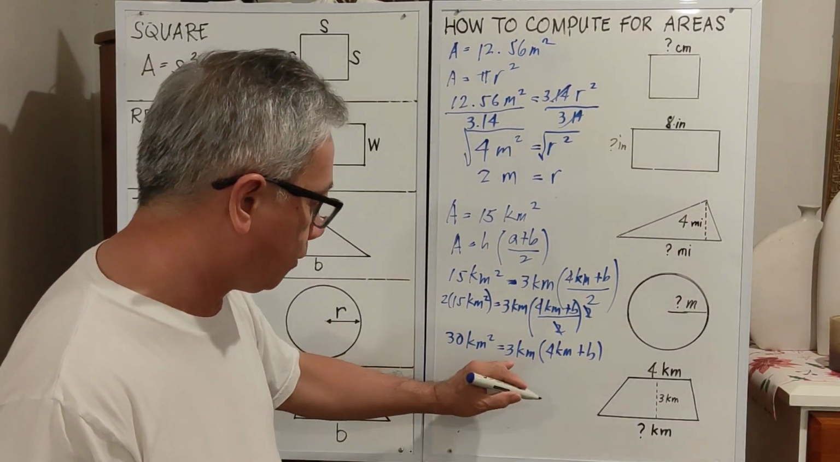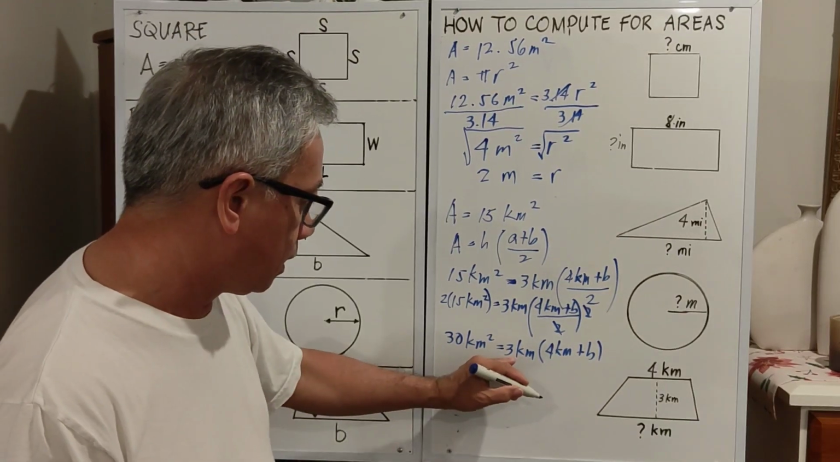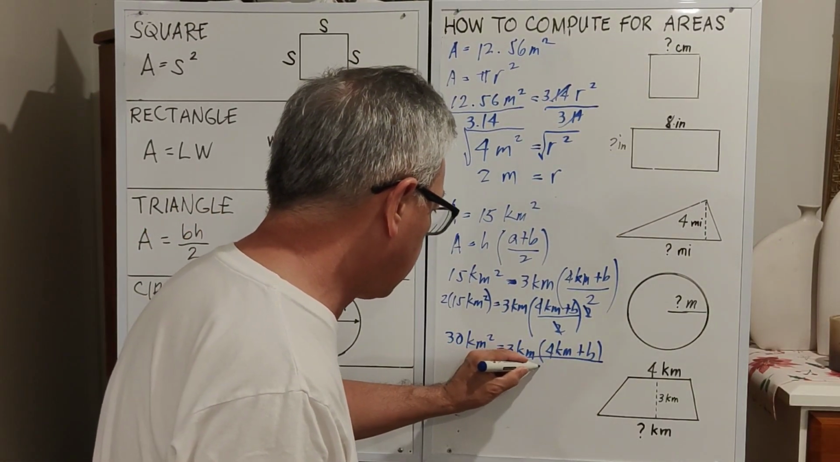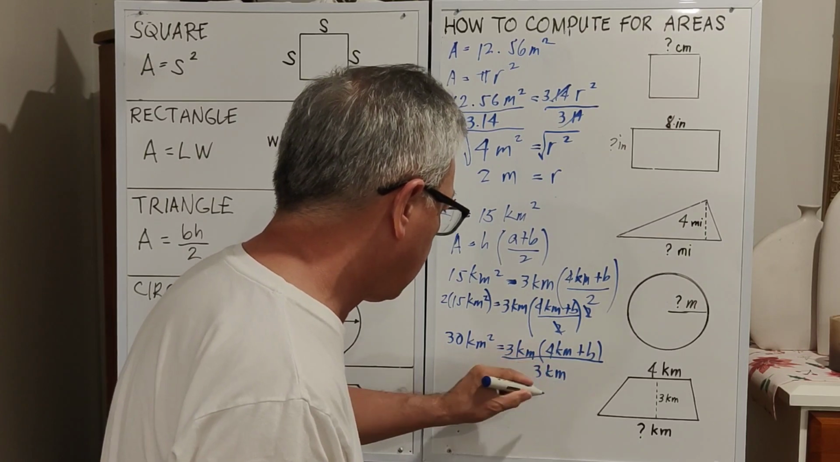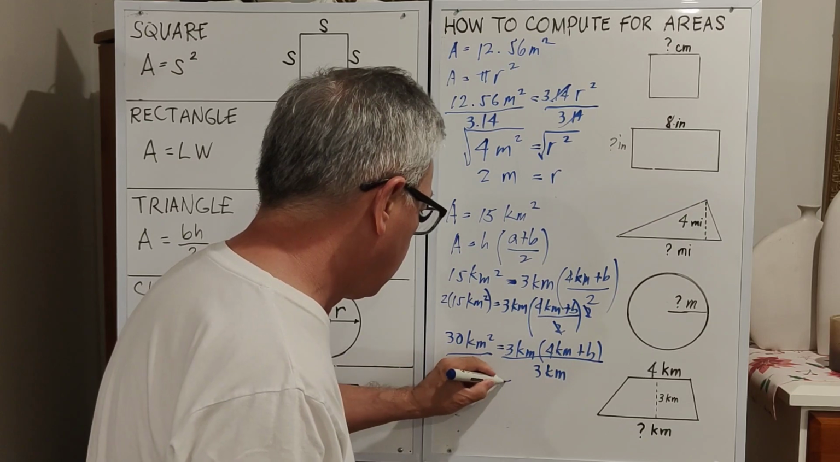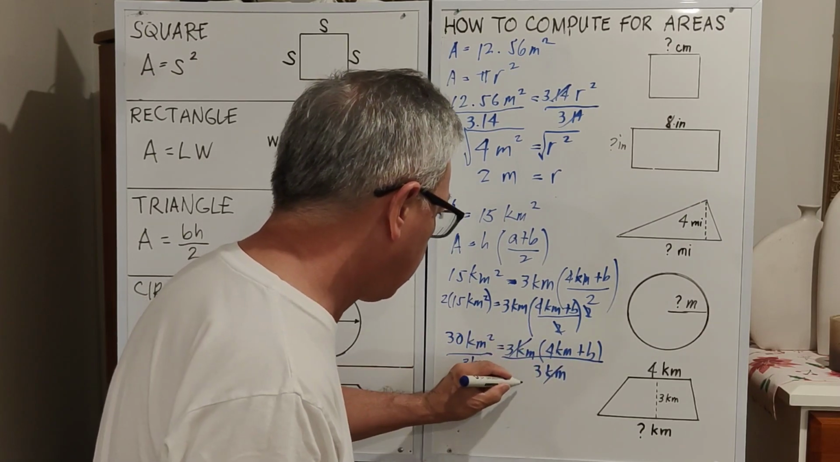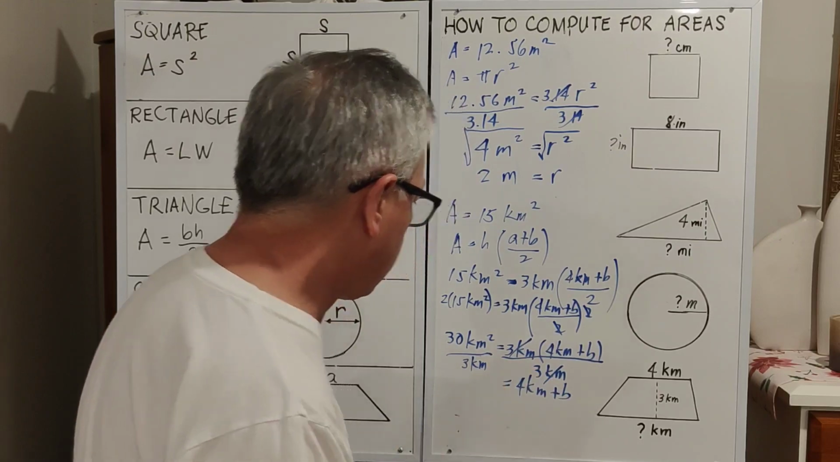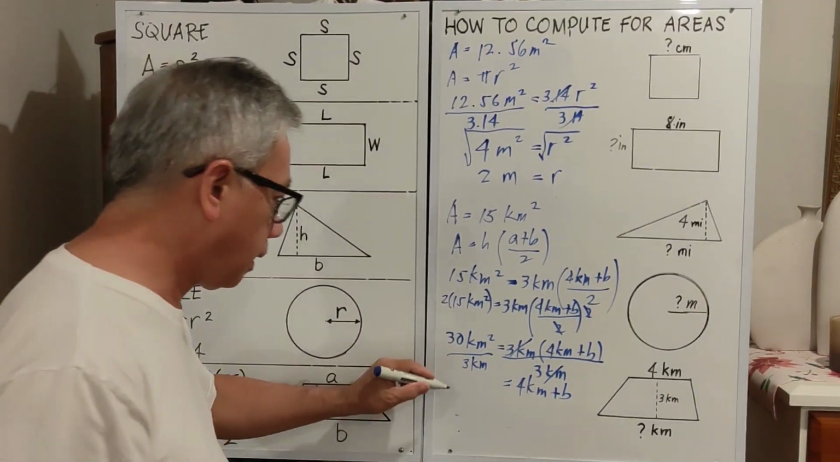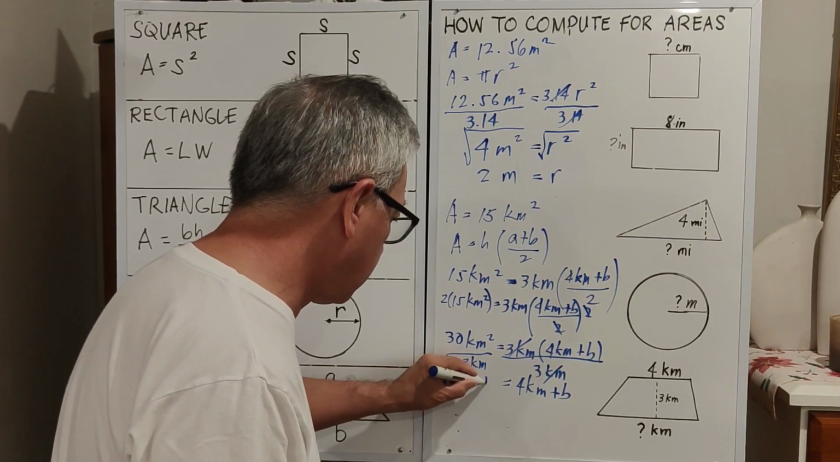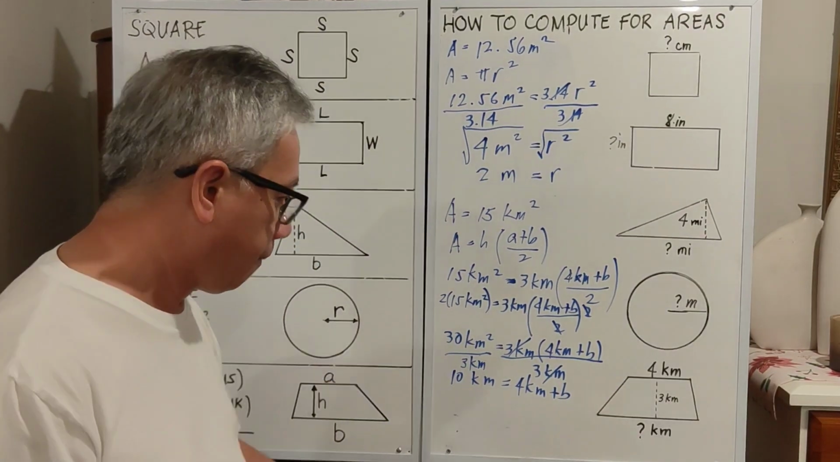Now the next thing we need to remove is this one. So we divide by 3 kilometers. This one also divided by 3 kilometers. So this one will cancel out. We have 4 kilometers plus B. 30 divided by 3 is 10. Kilometers squared divided by kilometers is kilometers.